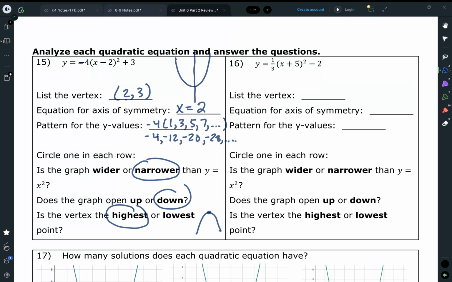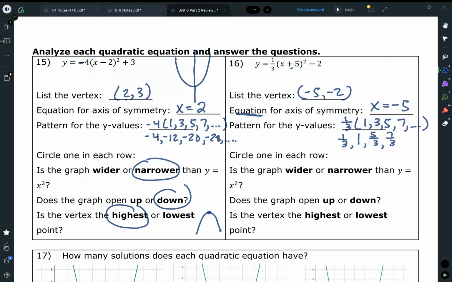On the next one, my vertex, opposite sign, same sign, so negative 5, negative 2. Axis of symmetry is x equals negative 5. You have to write that x equals in there because it says equation. It doesn't say number. Pattern for the y values. This would be a 1/3 times my 1, 3, 5, 7, which means 1/3, 3/3, which is just 1, 5/3, 7/3.